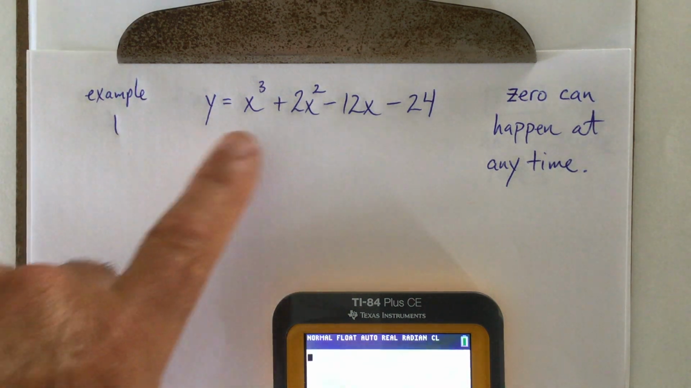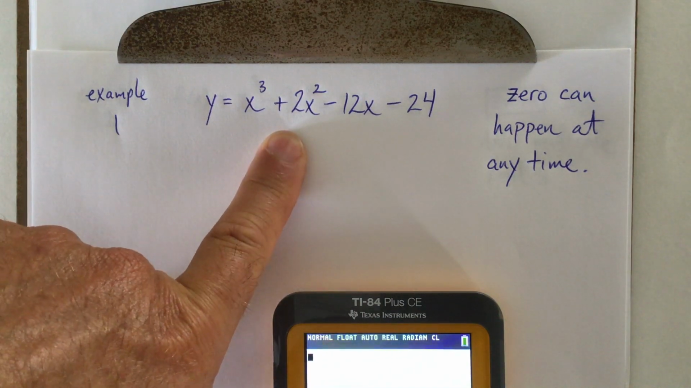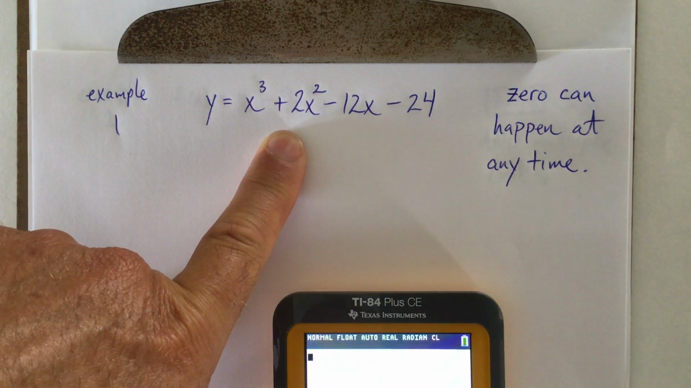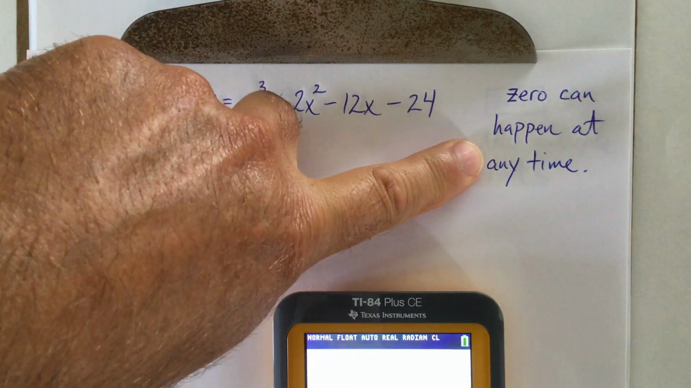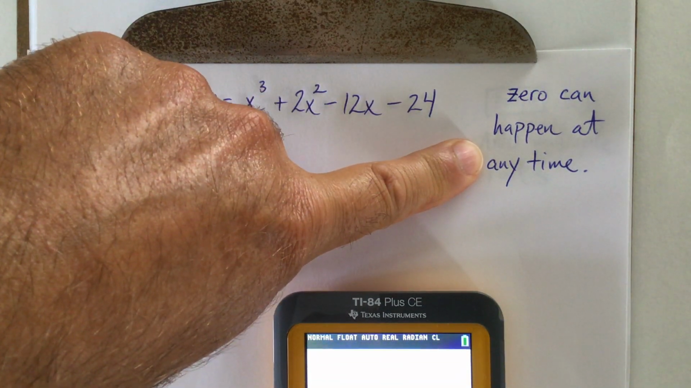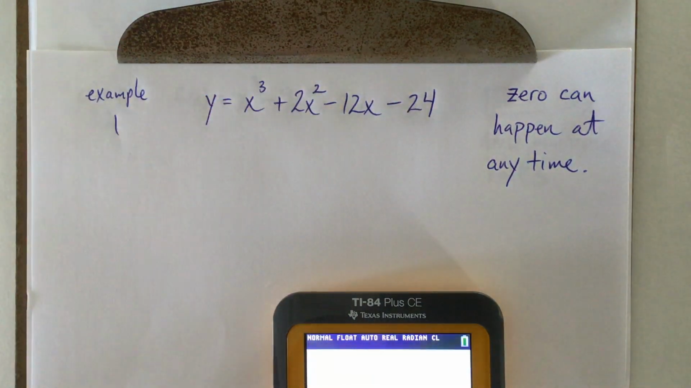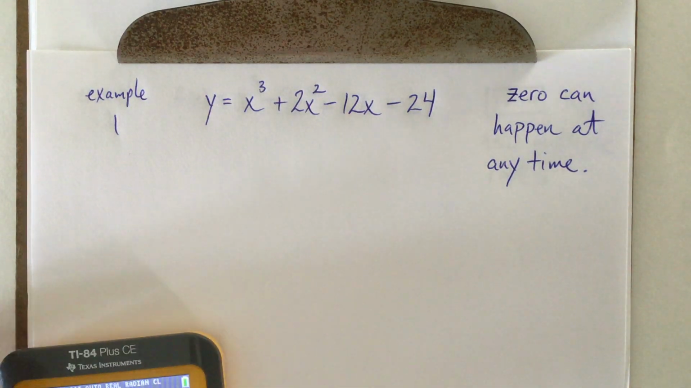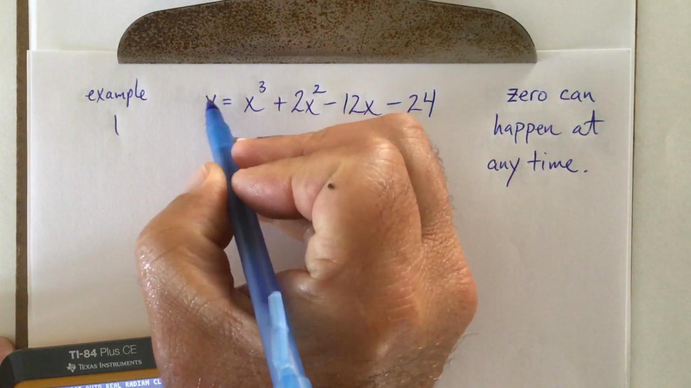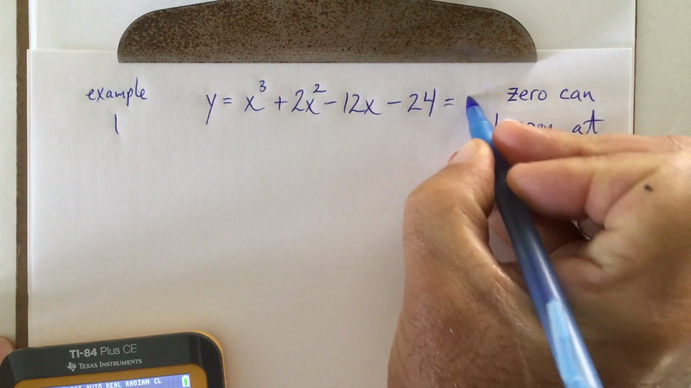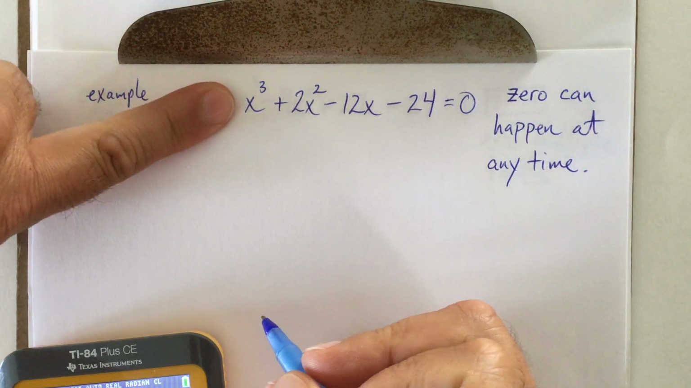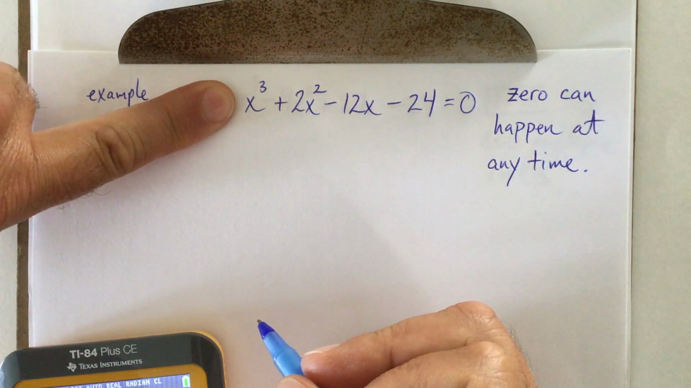Example one, we're going to find the x-intercepts of this, and I want you to know that 0 can happen at any time. What do I mean by that? Well, let's investigate. First off, I would set this equal to 0. That's what I would do. So it looks like an equation.